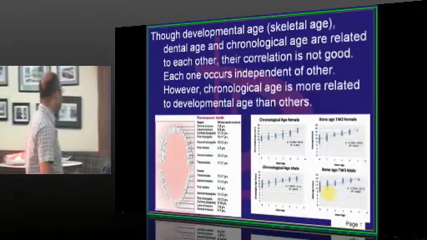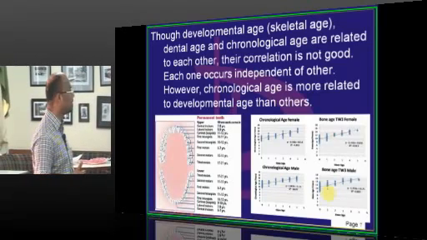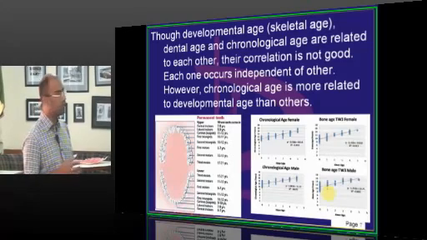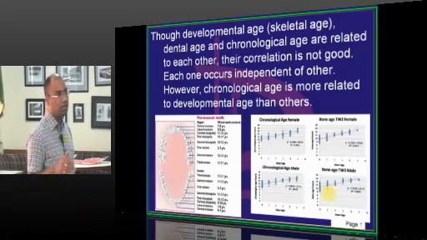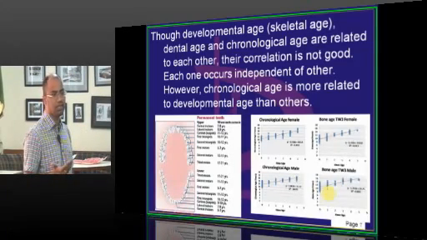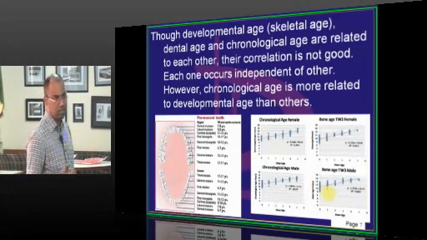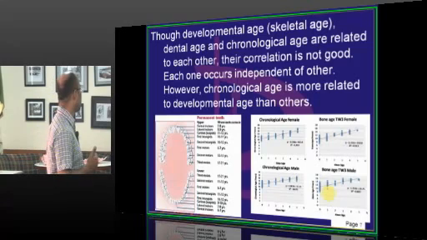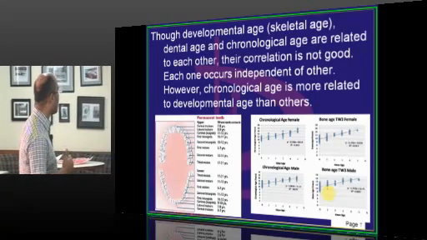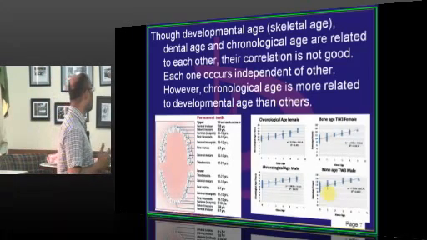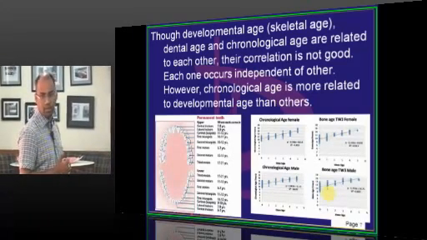Though developmental age, that is the skeletal age and dental age, and chronological age are related, in 30 to 40% of the cases all will sync, but in the other 50 or 60% of the cases they are different, or might not match each other. So their correlation is not good and each occurs independent of the other. However, chronological age is more related to the developmental age.